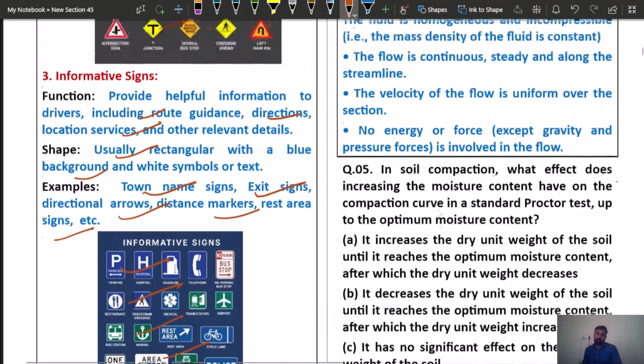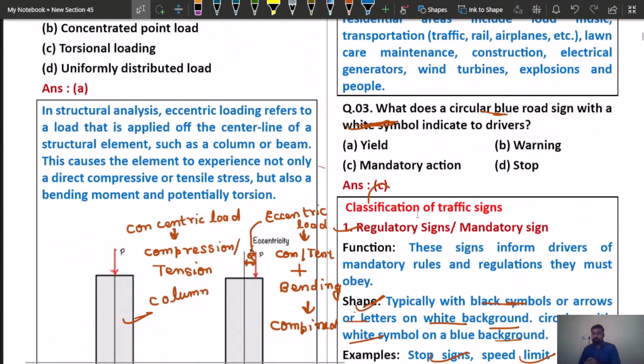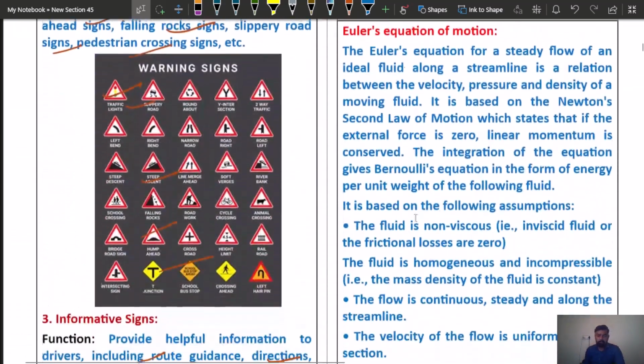If you are talking about our question, the sign which is a circular blue road sign with a white symbol will be a mandatory action or regulatory sign. Option C is correct. Now proceeding to the next question.